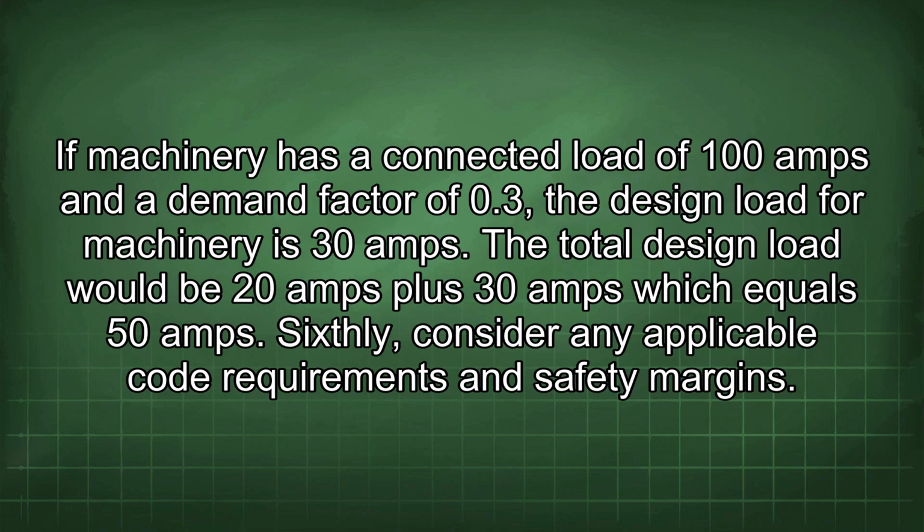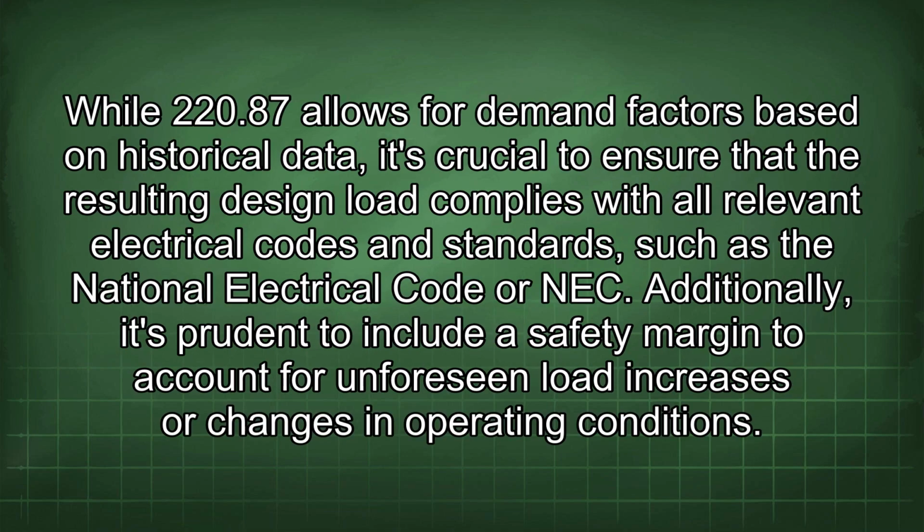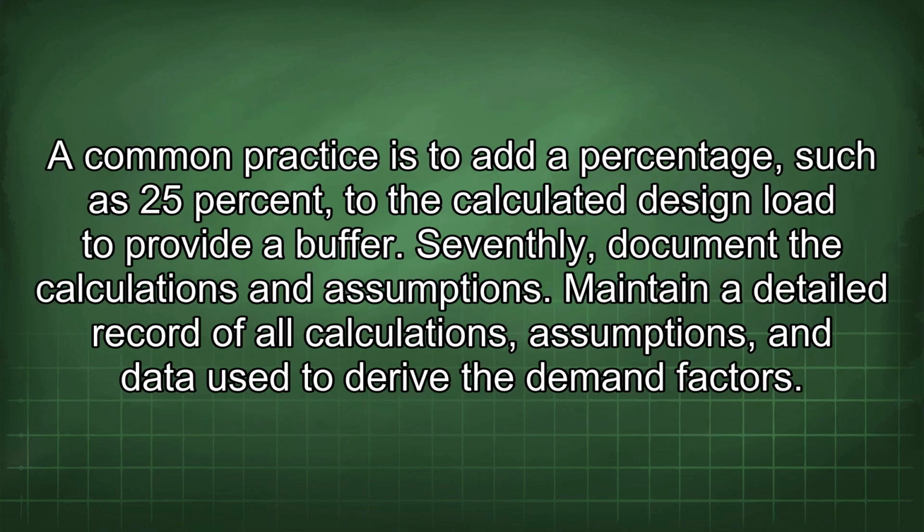Sixthly, consider any applicable code requirements and safety margins. While 220.87 allows for demand factors based on historical data, it's crucial to ensure that the resulting design load complies with all relevant electrical codes and standards, such as the National Electrical Code or NEC. Additionally, it's prudent to include a safety margin to account for unforeseen load increases or changes in operating conditions. A common practice is to add a percentage, such as 25%, to the calculated design load to provide a buffer.